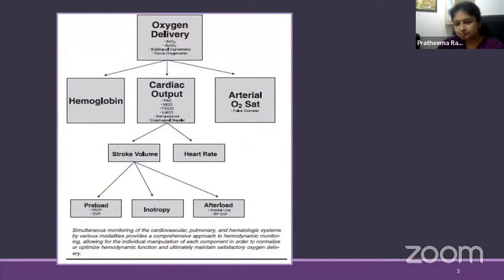Is the artery very stiff, or are the pressures on the artery side very stiff? Is there a vasoconstriction? Is the heart working against a resistance? That is what we have to see. So all these things put together is the hemodynamic monitoring. So what we have to look at is mainly the stroke volume, and broken into pieces, we have to look into the preload, inotropy, and the afterload.